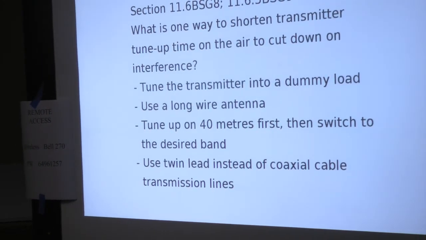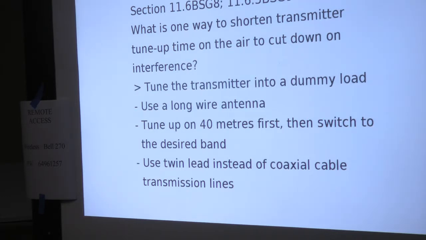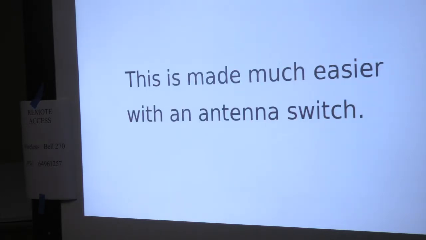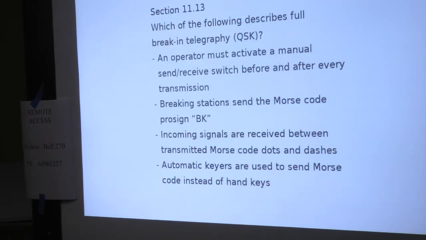What is one way to shorten transmitter tune-up time on the air to cut down on interference? Transmit on the dummy load. That is correct. This is also made much easier with an antenna switch. Rather than having to unscrew your antenna, attach the dummy load, tune up, and then unscrew and screw back, you just click, good, click. Much simpler. Or you get an automatic tuner.